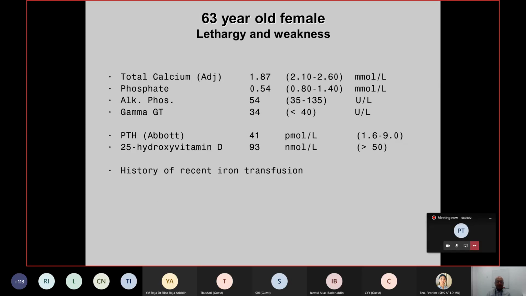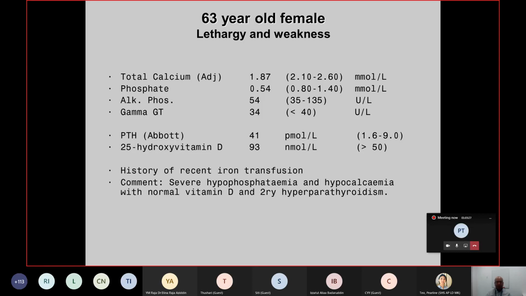What we found out was that the patient had a recent iron infusion. This is just to show you an unusual but not totally uncommon complication of iron infusion. Infused iron in some patients causes severe hypophosphatemia and hypocalcemia with normal vitamin D and secondary hyperparathyroidism. And if they have long-term repeated treatments, they can in fact develop osteomalacia.